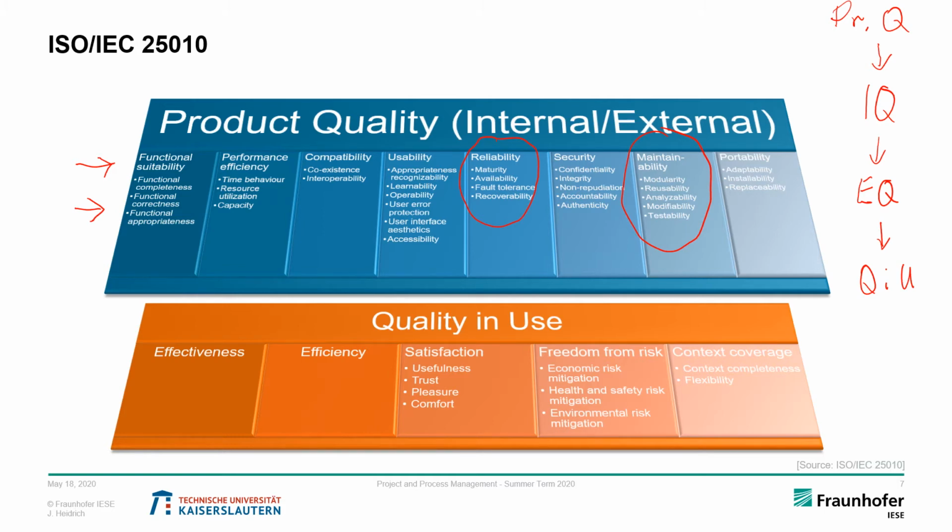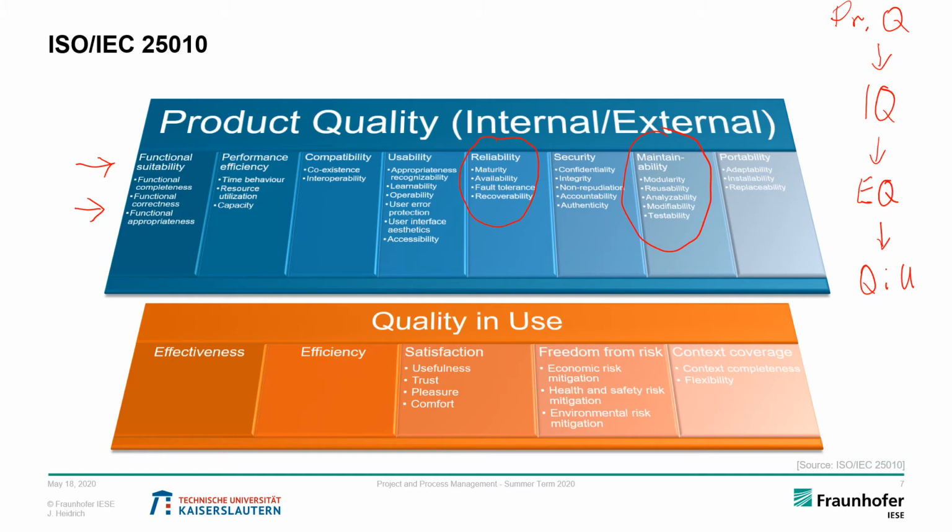Then how fault tolerant the software is. So if I especially use the software or give inputs to the software outside of its original specification, whether it's tolerant to this or whether it crashes. And recoverability: once an issue happened and the software failed and crashed, how quickly it can recover from that.